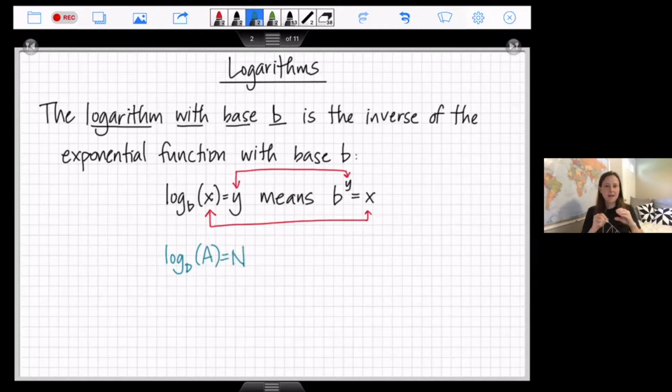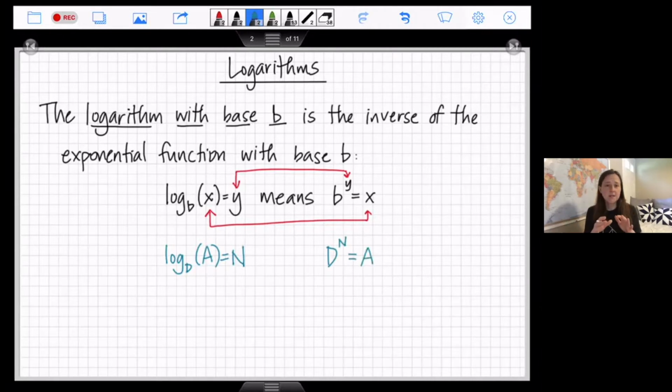And then I'm going to line up those 3 letters with the b, y, and x over on the right. The b was in place of the base of the logarithm. That was a big D. And then y was the number on the right. That's going to be n. And then the x was the argument of the logarithm. That is the capital A.